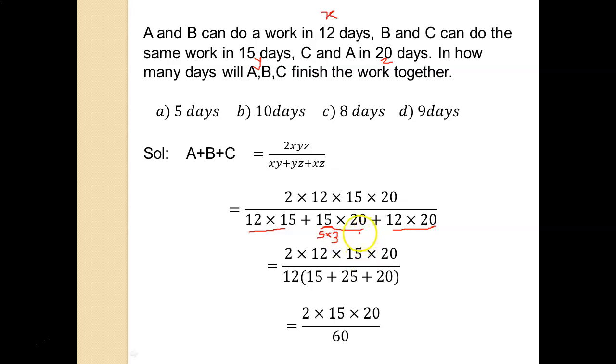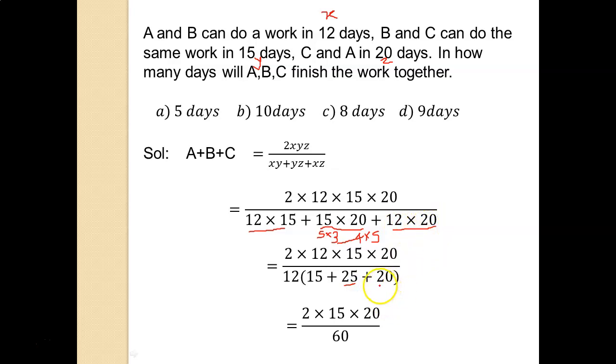4 into 5, that is the factor of 20. Which factor is common? 12. So what is the product of 3 into 4? 3 into 4, that is 12. 12 is common, then the remaining factor is 5 into 5, that is 25. So put here 25. And in the last term, 12 is common, then obviously the remaining is 20.